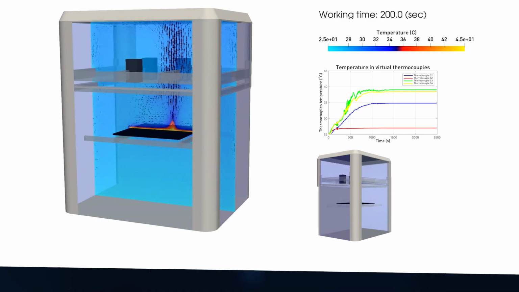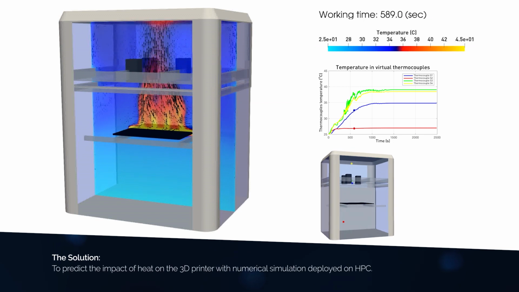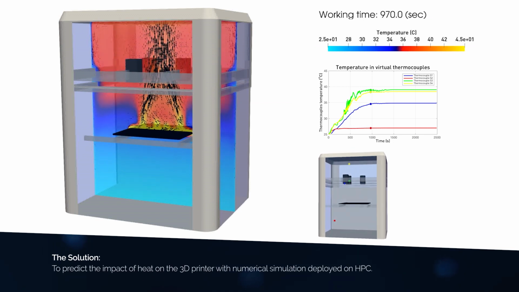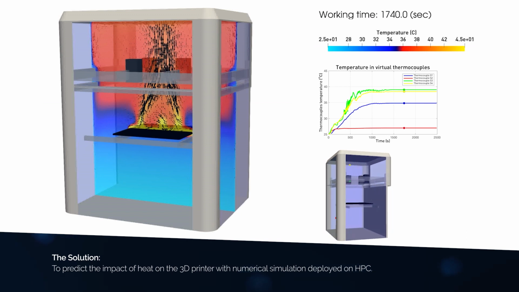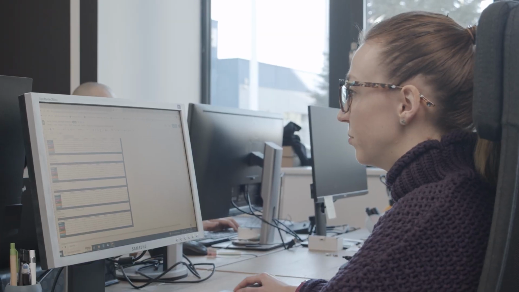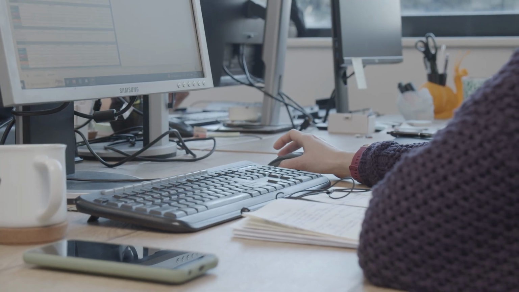The impact of heat on the structure and motion system of the 3D printer was predicted using a numerical simulation model for the 3D printer. The 3D geometry files for the different printer parts were then generated, and boundary conditions and material parameters were set up.